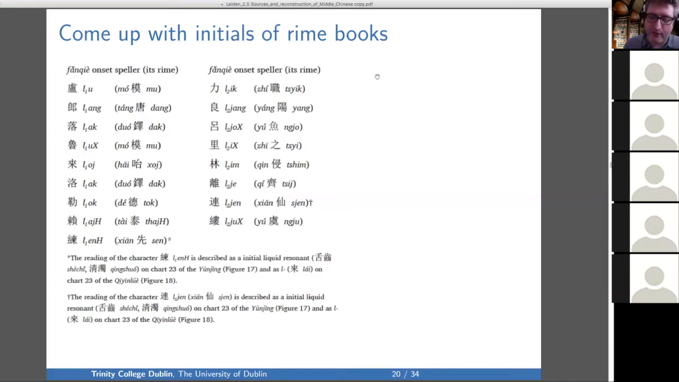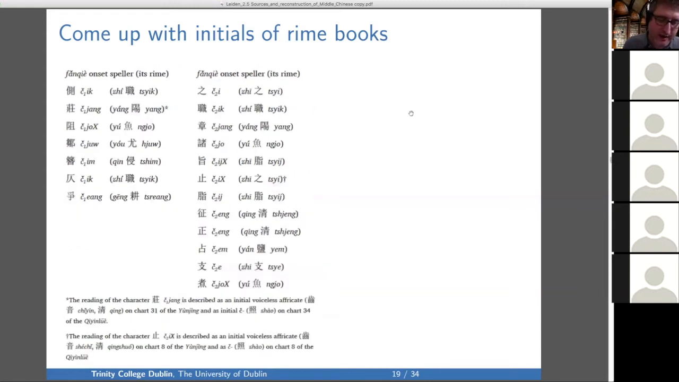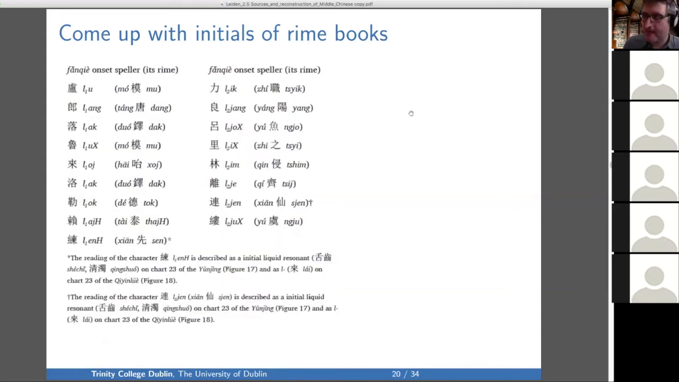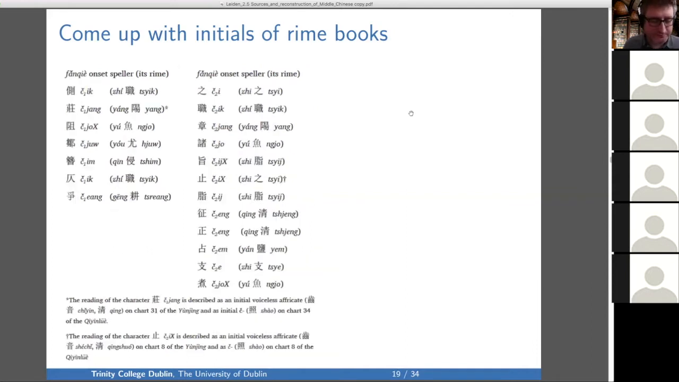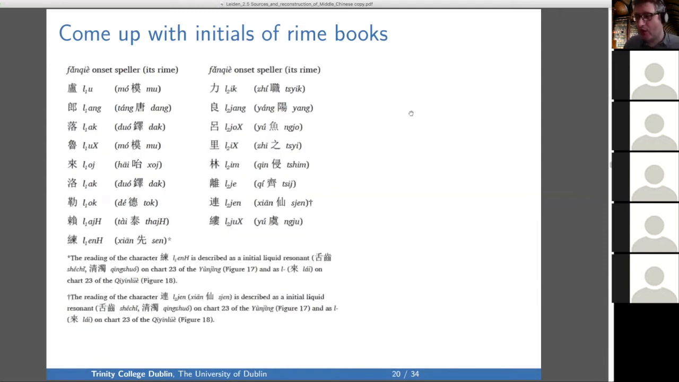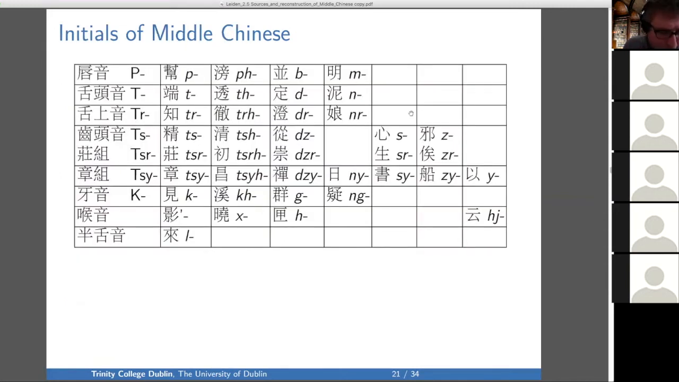So how far have we gotten so far? We've looked at four initial Fanqie initial speller chains, so these two and these two. And what we figured out is that these two chains are distinct in the Cheyun, but they're linked in the rhyme tables. And we figured out that these two are distinct in the Cheyun, but they're linked in the rhyme tables.